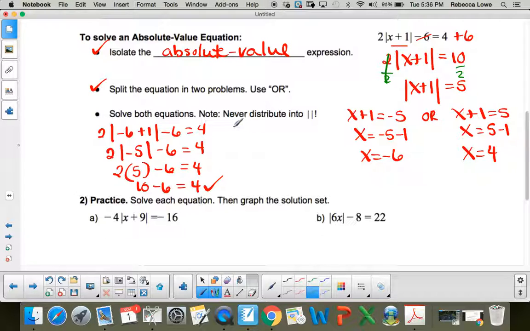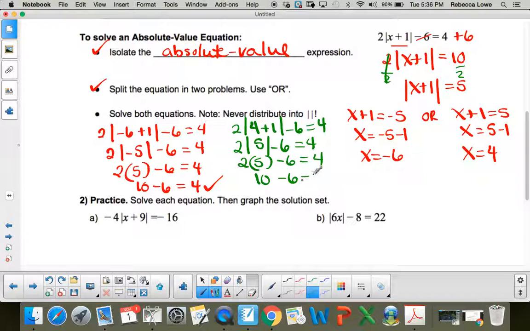I'm going to do 4 now. 2 times the absolute value of 4 plus 1 minus 6 is 4. I'm just showing you that both of these work. Absolute value of 5 is 5. Once you take the absolute value, it comes out of the absolute value symbols, and 10 minus 6 is 4. See how both of those work. So this is a solution. Both of these are a solution. One or the other would work.